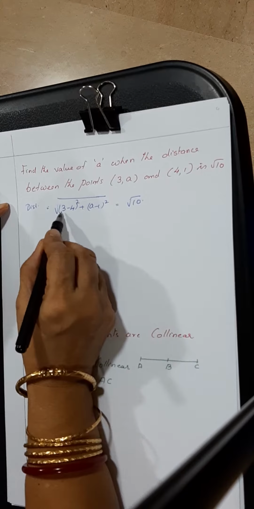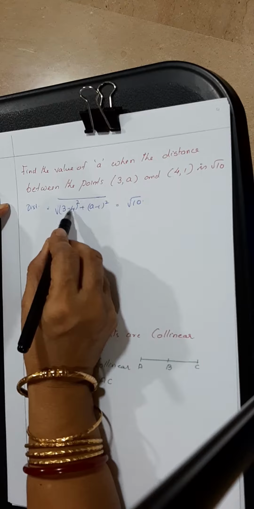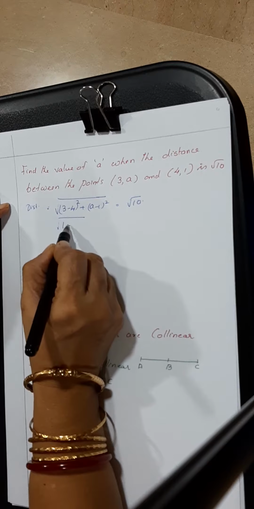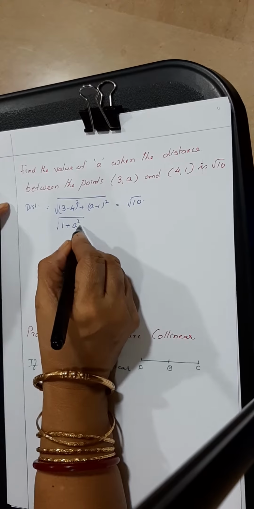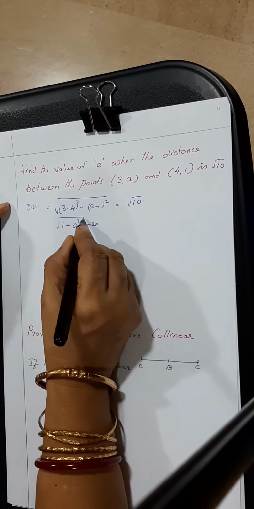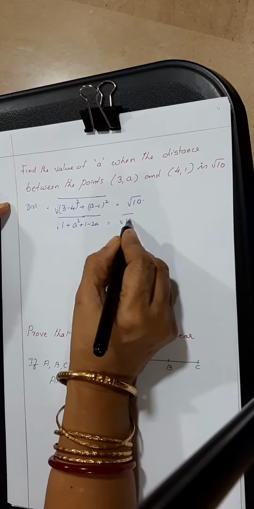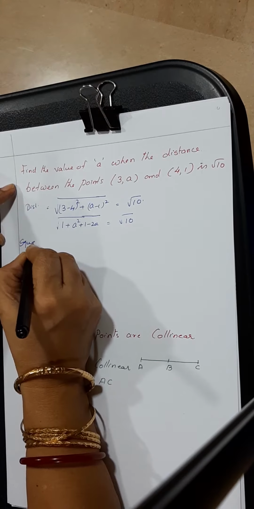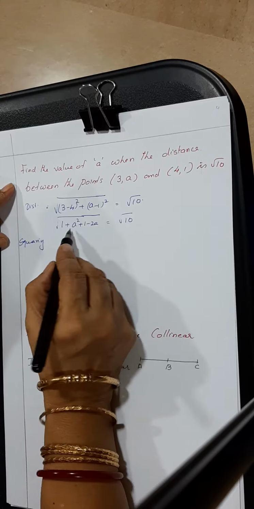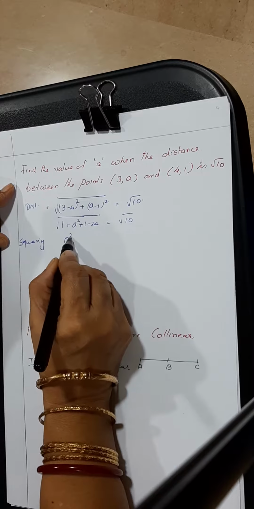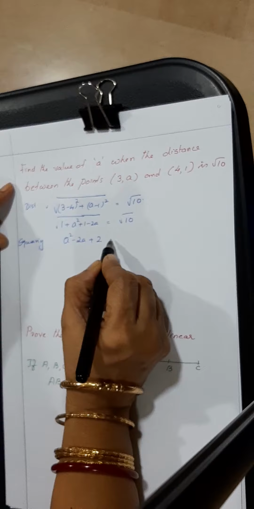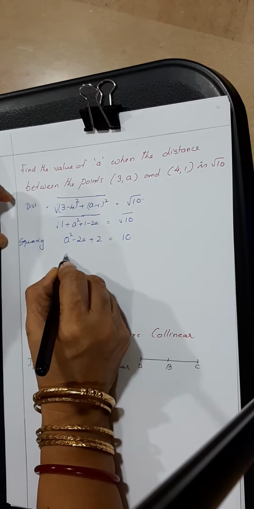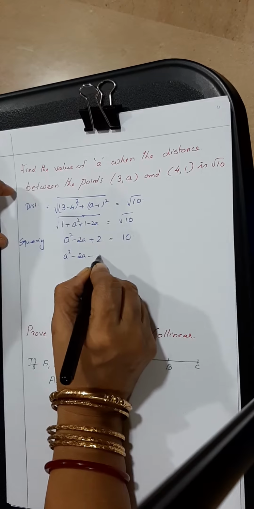So, this is 3 minus 4 is minus 1, squared is 1. Root of 1 plus a squared plus 1 minus 2a is equal to root 10. Now, we can square it, the root will be removed. So, this will become a squared minus 2a plus 2 is equal to 10. So, this is a squared minus 2a minus 8 is equal to 0.